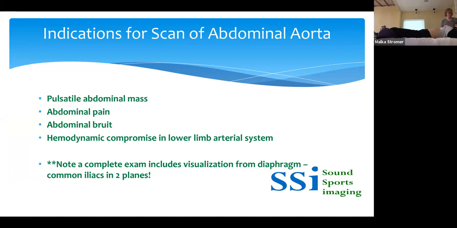Indications for scanning the abdominal aorta. If you feel a pulsatile abdominal mass, if the patient is experiencing abdominal pain, if you hear an abdominal bruit, if there is hemodynamic compromise in the lower limb arterial system, this would be of value to scan the abdominal aorta. Now, in order to do a complete exam, it would be valuable to scan the abdominal aorta from where it cuts through the diaphragm all the way to the bifurcation into the common iliacs in both a longitudinal scan and a transverse scan.